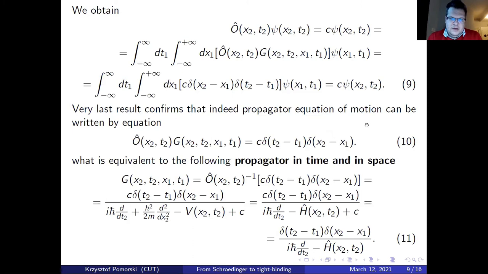So anyway, formally in textbooks, it's beautifully written in such a way, but without this constant C. And this is nothing else than iħ d over dt minus the Hamiltonian plus C. Since those two operators are equal, this subtraction will give zero. So if it gives zero, you can divide both sides by C. This is a textbook issue, but I'm saying, why not write it in that way? All right, so this is a textbook issue.